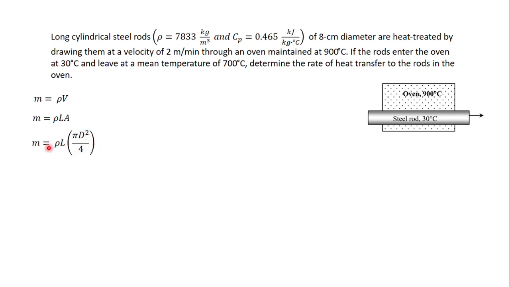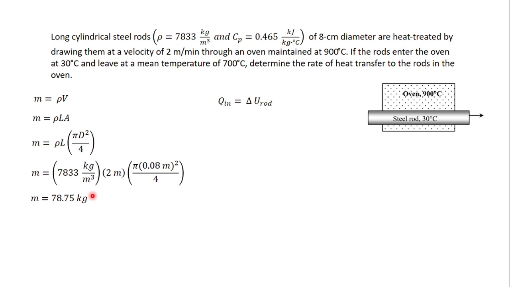Substituting the values, we have 7833 kg per cubic meter for the density, multiplied by the length of 2 meters, multiplied by the area of pi times 0.08 squared meters over 4. Calculating this in our calculator, we get 78.75 kg. So, for the mass, we have 78.75 kg.